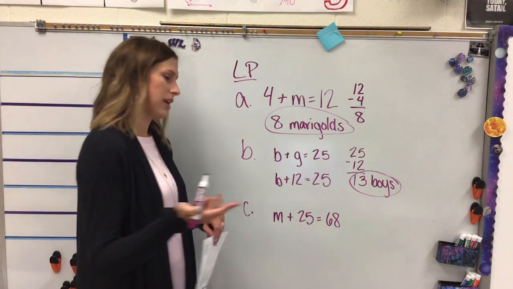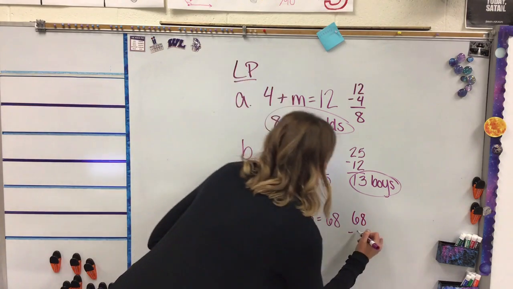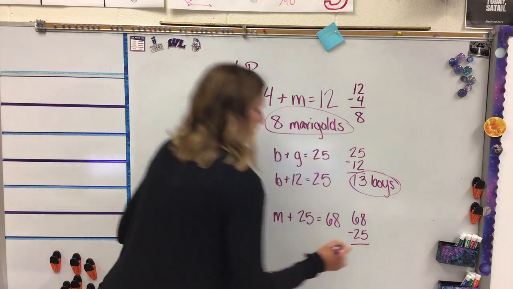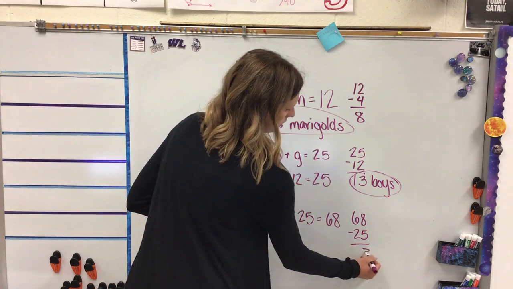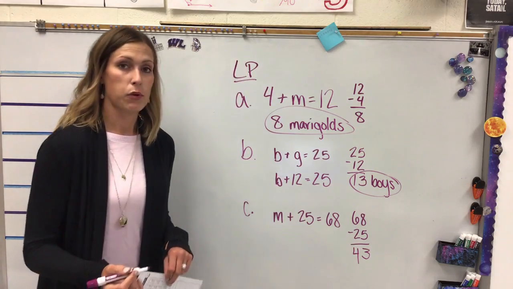Let's flip that and make it a subtraction sentence. 68 minus 25. 8 minus 5 is 3. 6 minus 2 is 4. So we get 43 degrees.